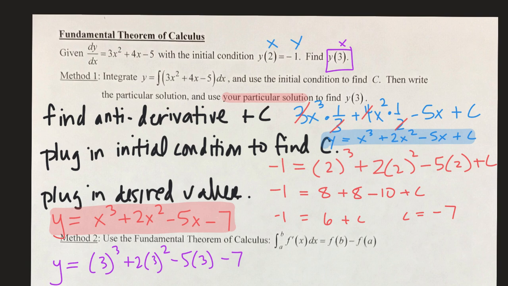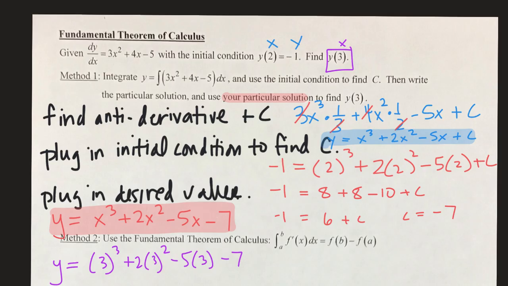So here's that entire problem. First we find the antiderivative of this function with our plus c, because every integral gets a plus c. And then we plug in the initial condition, which is here in red. Y is -1, x is 2, and that allows us to find the value of c. So here is our particular solution, x cubed plus 2x squared minus 5x minus 7. And then we plug in x equals 3, and we get a y value of 23. Okay, so that's using the initial condition and our antiderivatives.